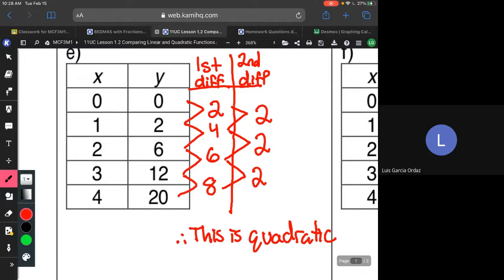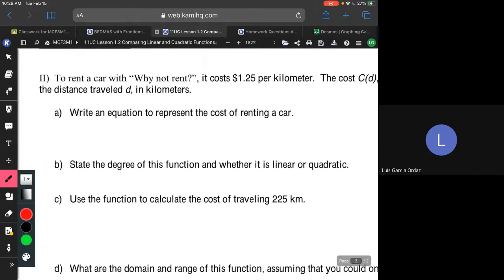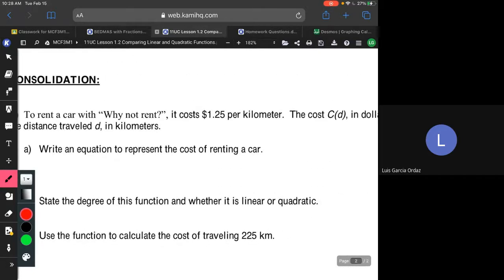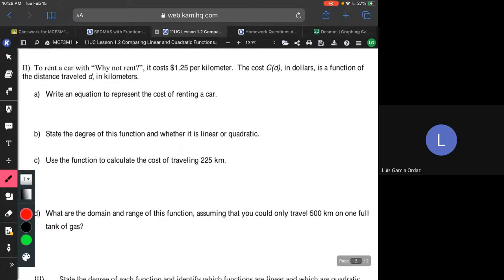All right. So let's move on to the next page. Let's see if you guys remember how to make a linear problem. To rent a car with Why Not Rent, it costs $1.25 per kilometer. The cost C of D in dollars is a function of the distance traveled, D in kilometers.